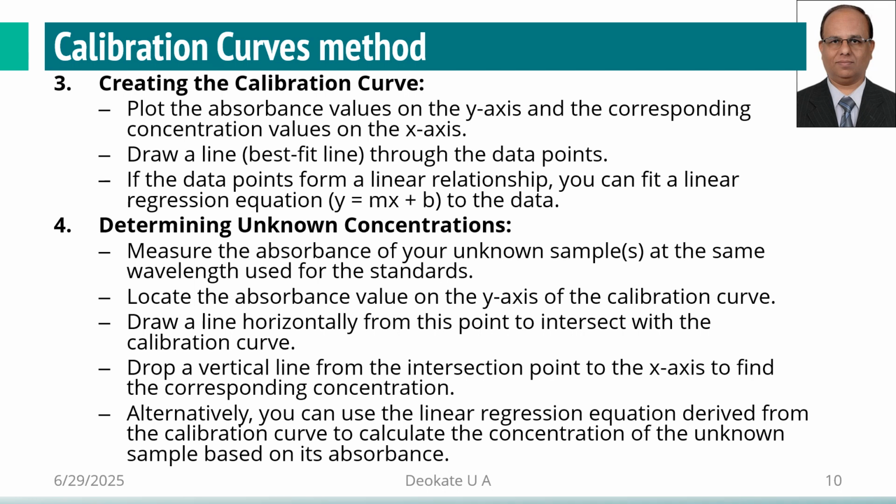Locate the absorbance value on the axis of the calibration curve. Draw a line horizontally from the point to intersect with the calibration curve, then drop a vertical line from the intersection point to the x-axis to find the corresponding concentration. Alternatively, you can use the linear regression equation y equals mx plus c derived from the calibration curve to calculate the concentration of the unknown sample based on absorbance.